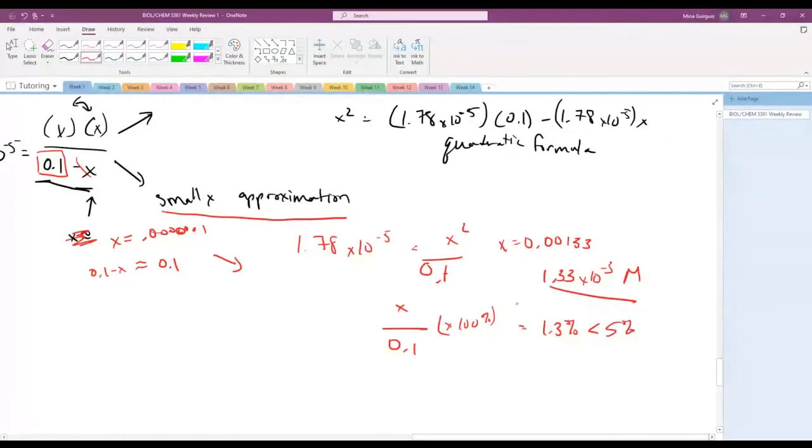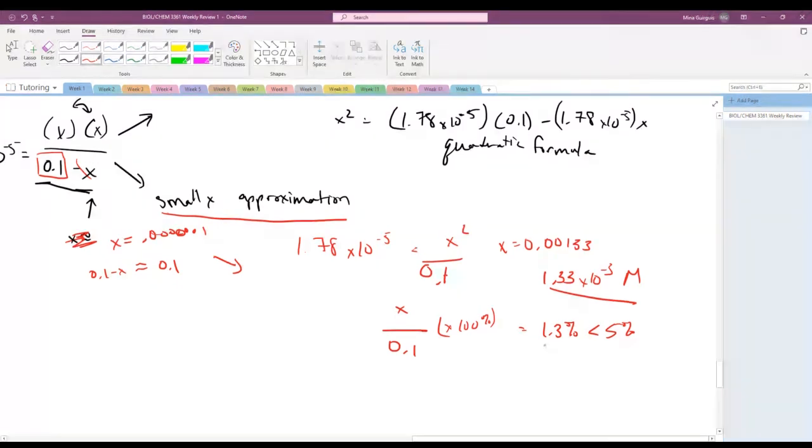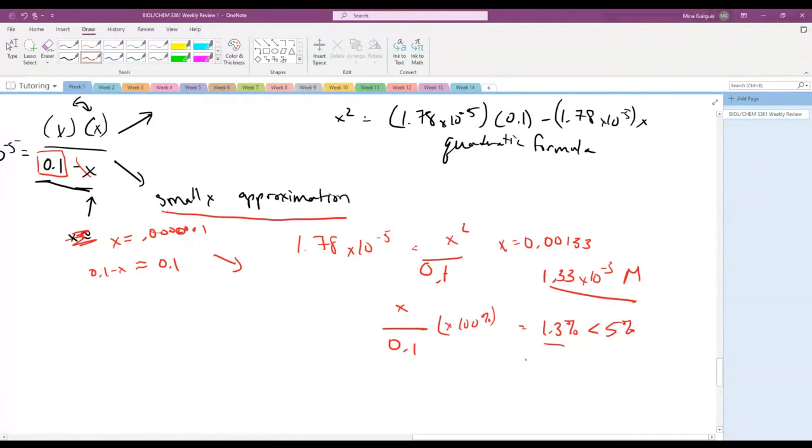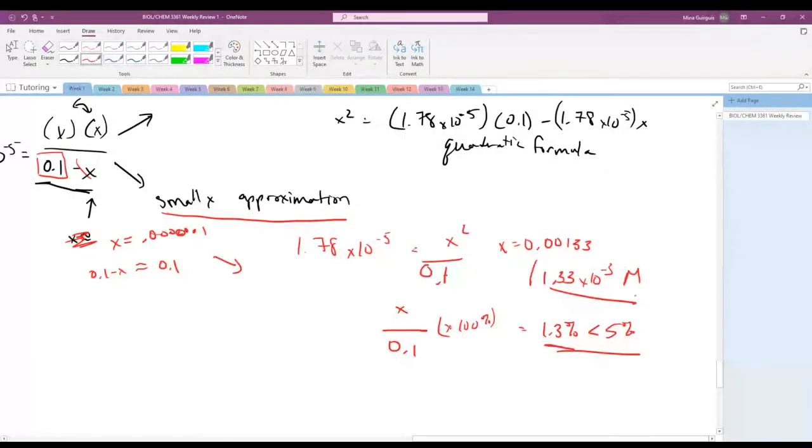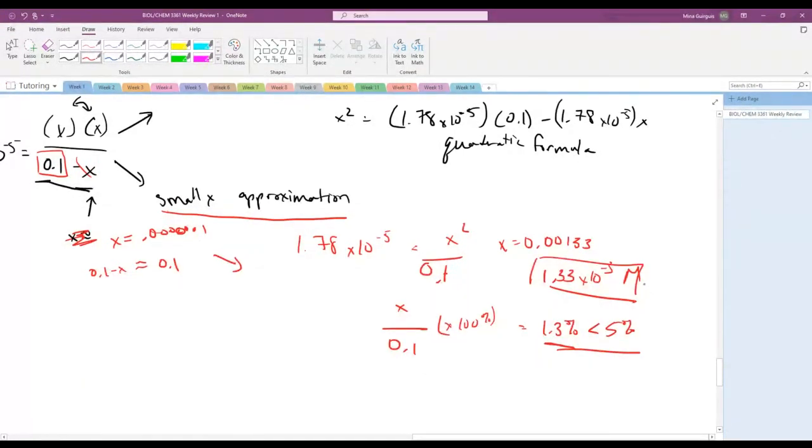That's less than 5%. And again, the rationale here: if x is less than 5% of 0.1, of whatever we were subtracting from, it's small enough that we can consider it negligible. In this case, it's 1.3%. It's close enough to negligible that it's okay. And so because we've checked this and the assumption is valid, this is fine as our answer. Okay?